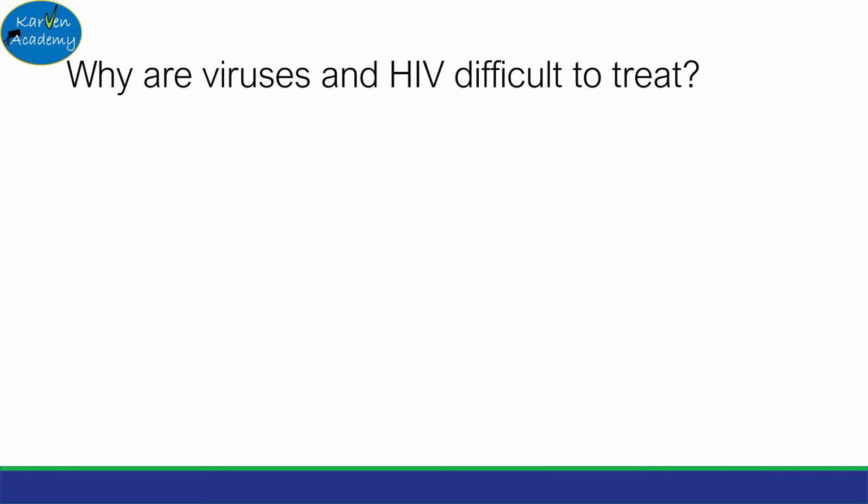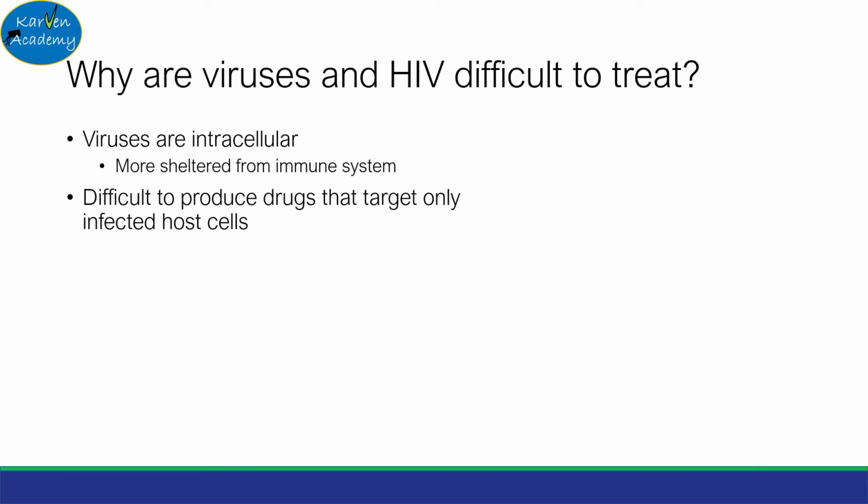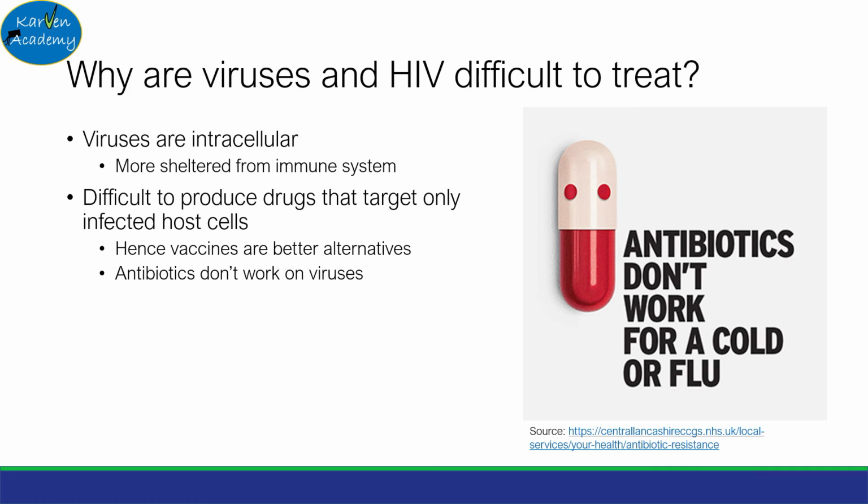Finally, let's look at why viruses, and specifically HIV, are difficult to treat. Firstly, viruses are intracellular, meaning they are more sheltered from the immune system. Imagine hiding inside a room rather than being in open ground. Very difficult to find, right? Moreover, it's difficult to produce drugs that target only infected host cells, as they are not often easy to identify. Hence why vaccines are a better alternative. Remember, the vaccine is not a treatment but reduces the risk of severe symptoms of the virus.